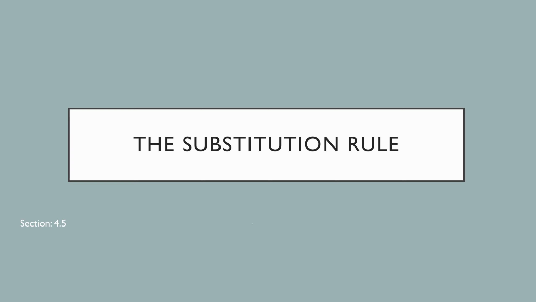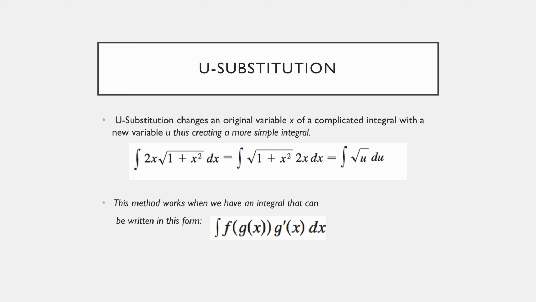Today I will be talking about the substitution rule from section 4.5 of our textbook. Okay, so another name for the substitution rule is U substitution, and it's called this because we change an original x variable of a complicated integral with a new variable u, thus creating a more simple integral.